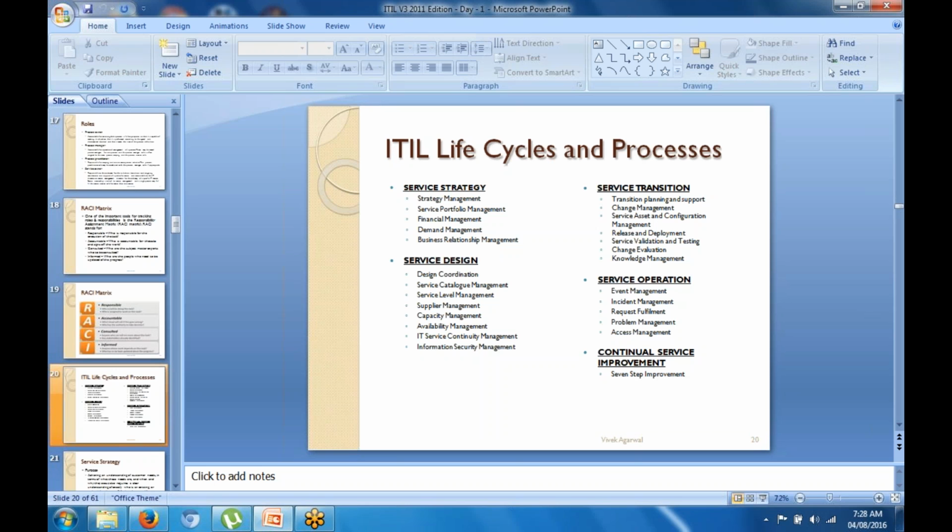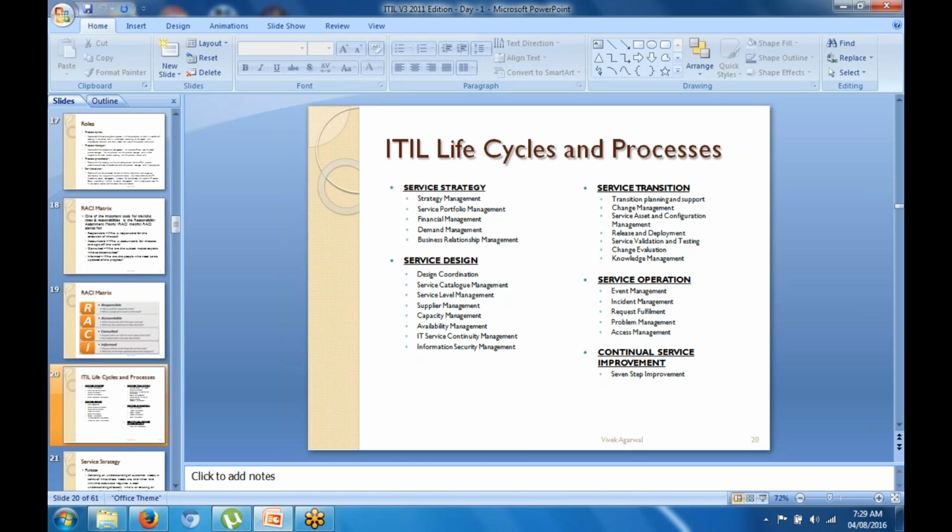Now, as we have seen the 5 stages, now ITIL life cycle and processes. See, if you map strategy, design, transition, operation, and finally CSI, that is what? Continual service improvement. So these are basically ITIL life cycle and processes.